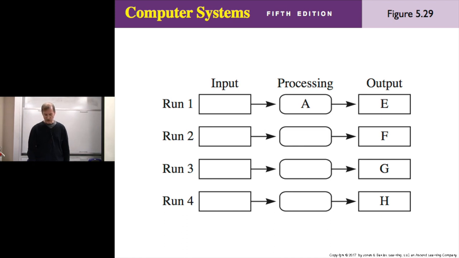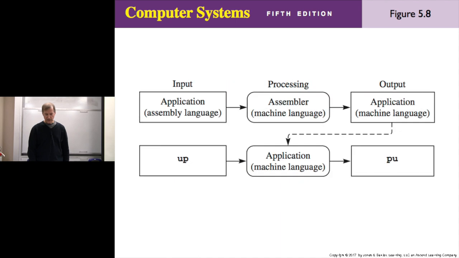And so look, this is also the whole point of this figure 5.8. In figure 5.8, we have an application that's written in assembly language. But we can't just process it, because it's not in machine language. So you see in figure 5.8 what happens is we use an assembler. And so what is the input to an assembler? A program. And what's the output of the assembler? The same program but written in a what?